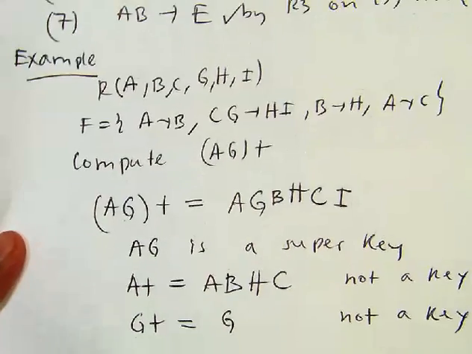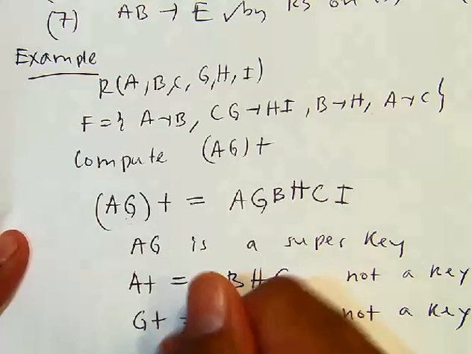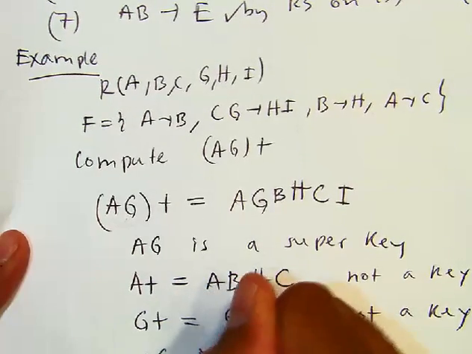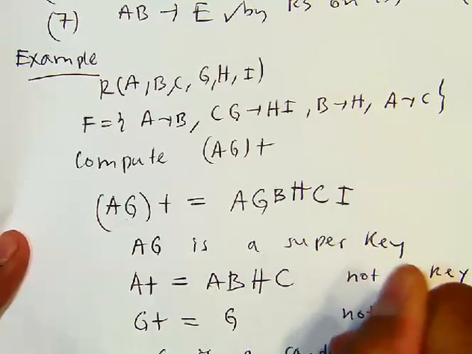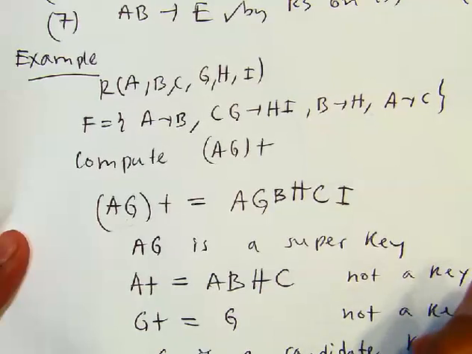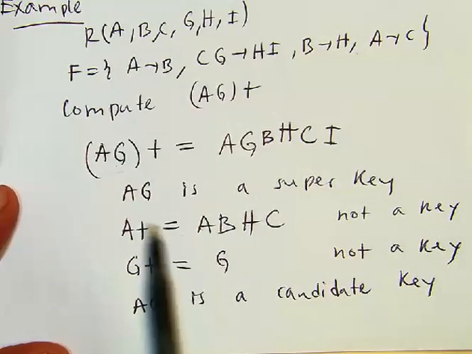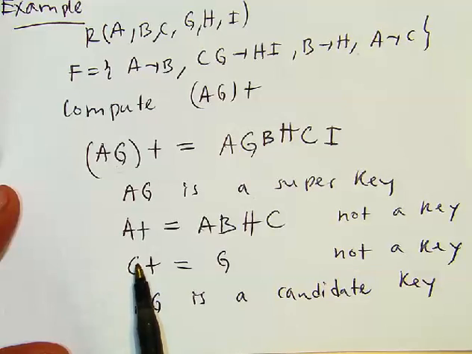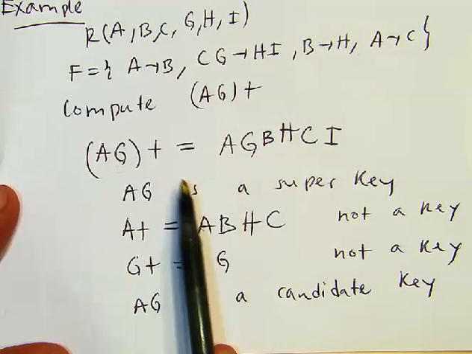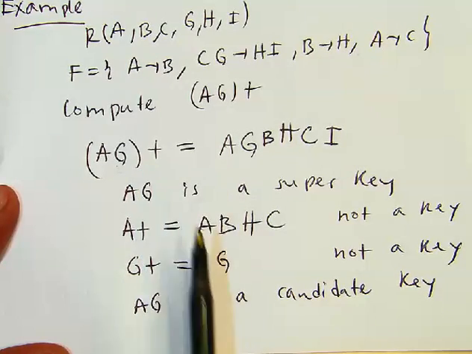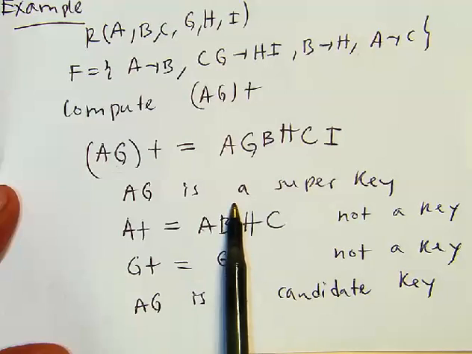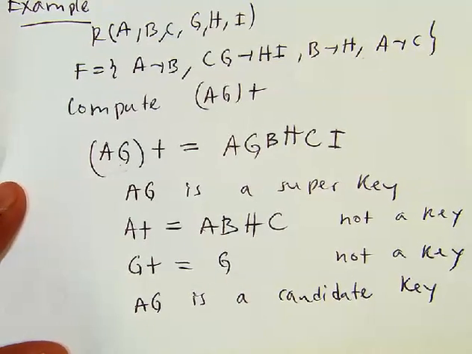So what is the conclusion? AG is a candidate key. Why? Because A is not a key, G is not a key, and when we put them together, they're a key. So it is a candidate key and it's a superkey. Okay, so that will be all for this tutorial.